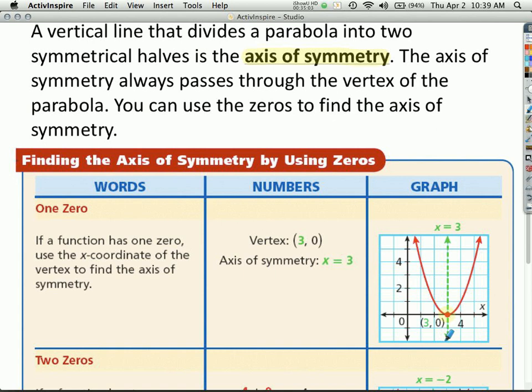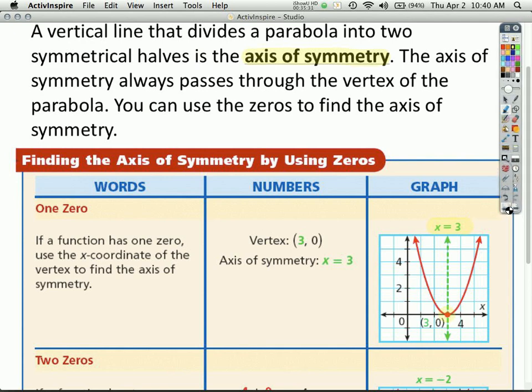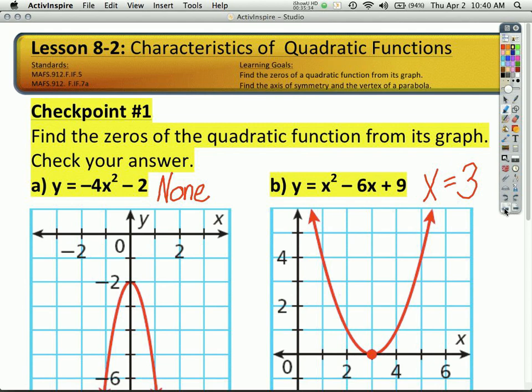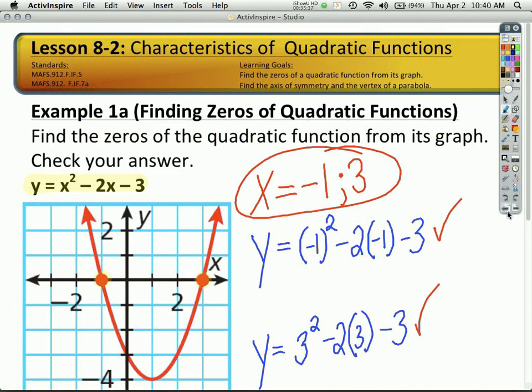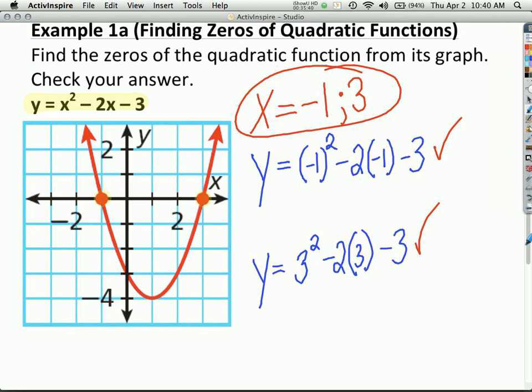That straight line has an equation. The equation of that line is x equals 3. You learned a long time ago that vertical lines, their equations are always x equals something, and horizontal lines are always y equals something. So this vertical line has the equation x equals 3. Any questions about that? Axis of symmetry? Okay, but what about here, where we can't necessarily tell exactly where the vertex is?